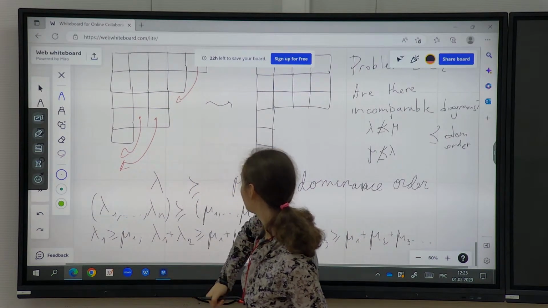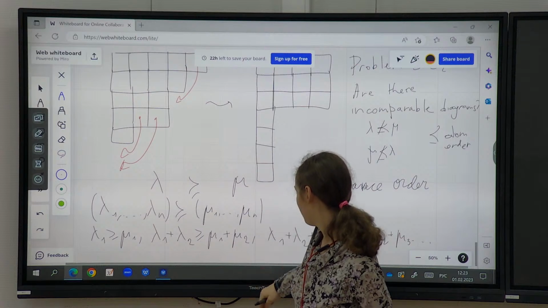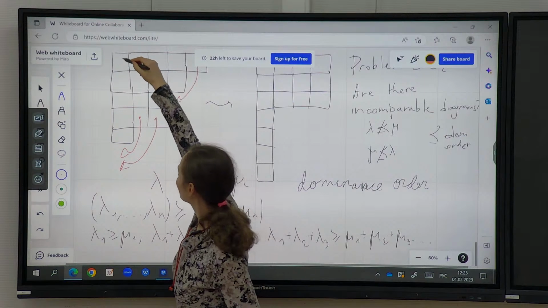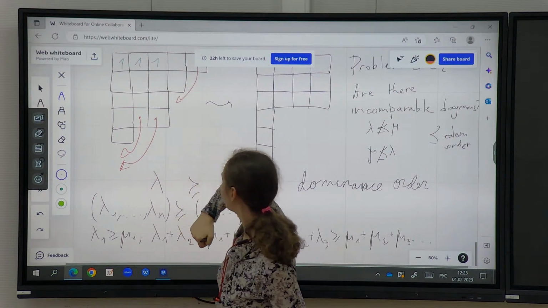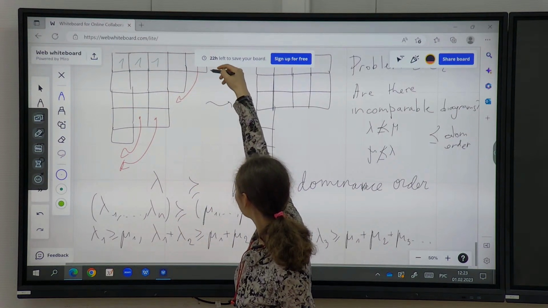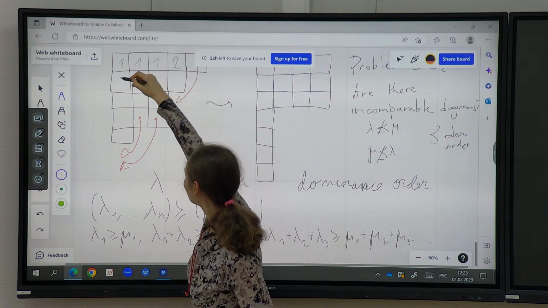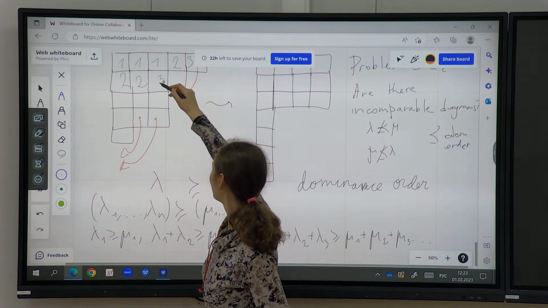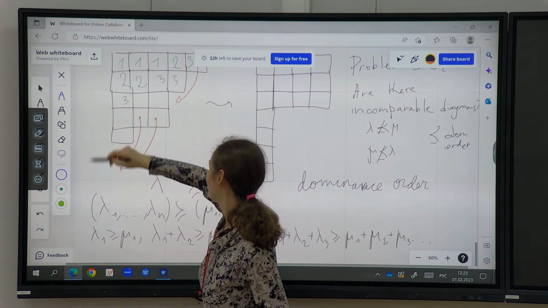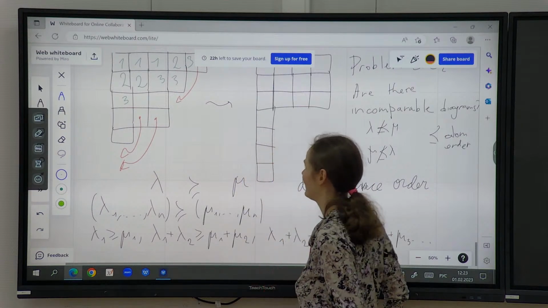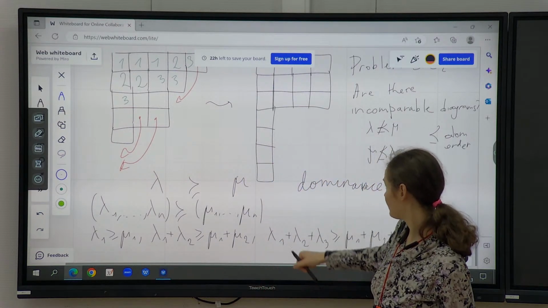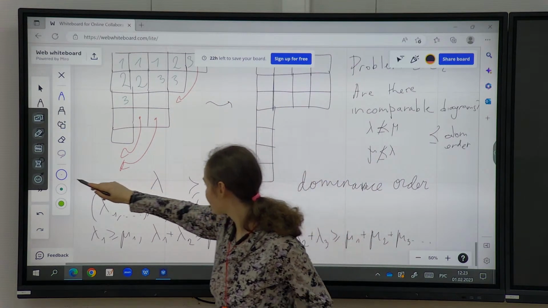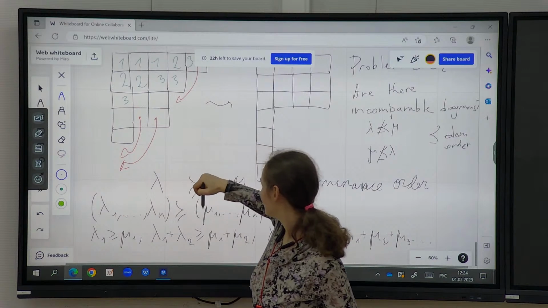So, when we fill this diagram with 1s, 2s, 3s, and so on, all the ones live in the first row, all 1s and 2s in the first two rows, 1s, 2s, and 3s in the first three rows, and so on. So the shape of our tableau dominates its weight.